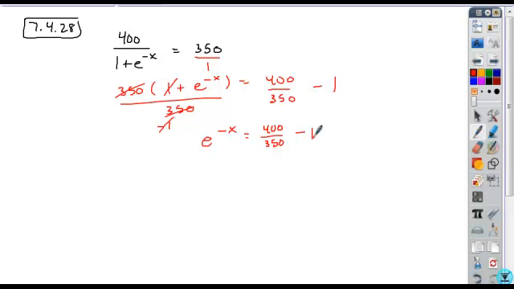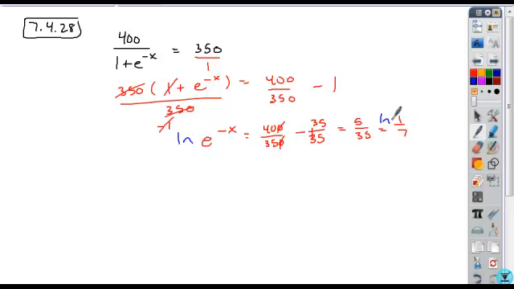Okay, minus 1. Well, 1 is how many if I wrote it in terms of a fraction with the same denominator? Now I'm going to go ahead and just cancel this factor of 10 here. So I have 40 over 35 minus 1. Well, 1 is how many 35ths? Okay, and so I can reduce this to 5 over 35, and what does that reduce down to? 1/7.